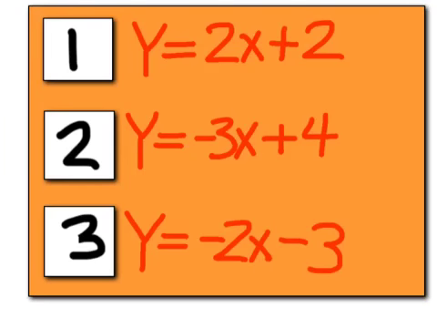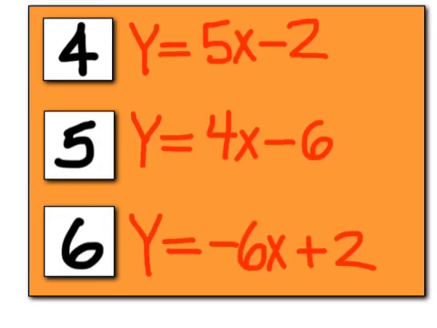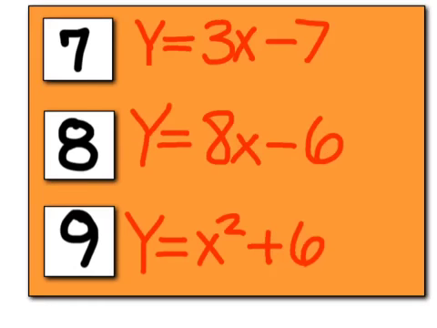Okay, answers for 1 through 3 are y equals 2x plus 2, y equals negative 3x plus 4, and y equals negative 2x minus 3. Okay, number 4 is y is equal to 5x minus 2, y equals 4x minus 6, and y equals negative 6x plus 2. Alright, answers are y equals 3x minus 7, y equals 8x minus 6, and y equals x squared plus 6.